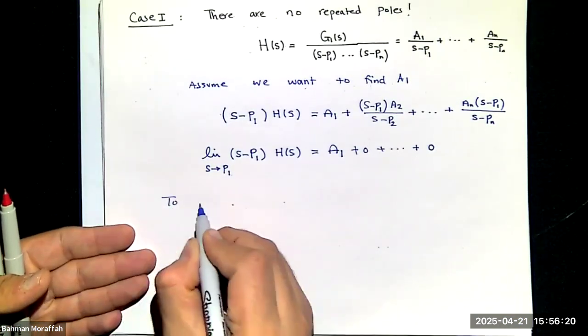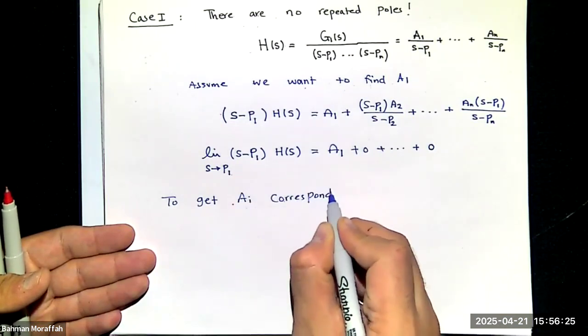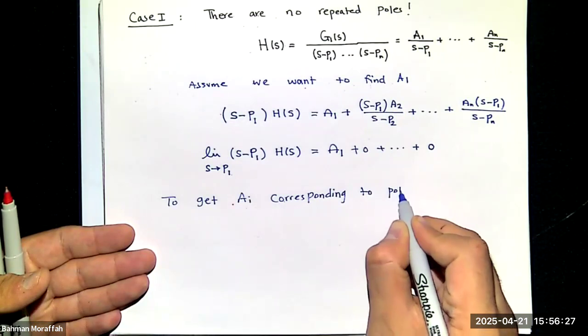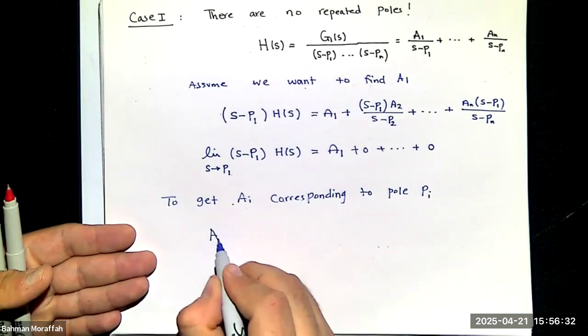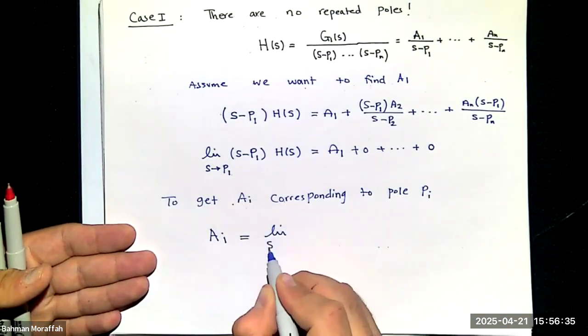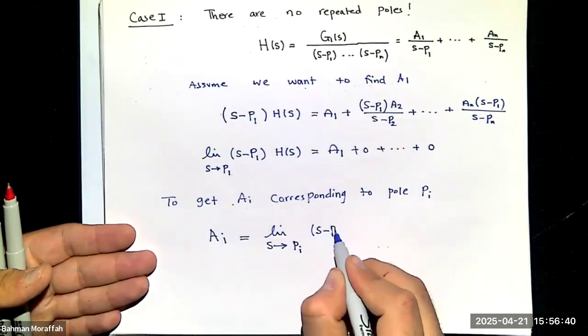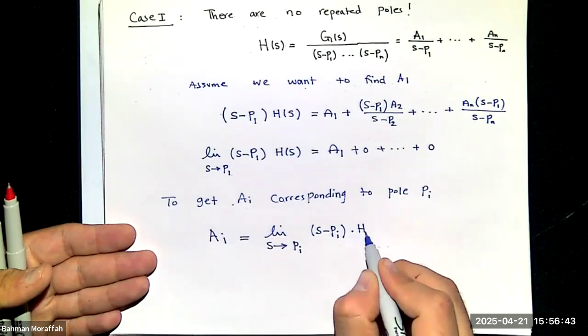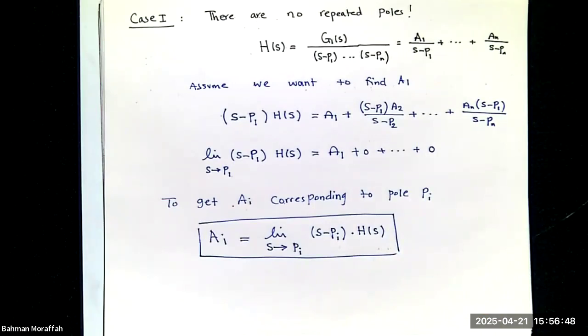So to get Ai corresponding to pole pi, I can look at Ai as the limit when s goes to pi of (s minus pi) times H(s). It's very, very simple. Let's do a quick example to see how we can actually do this.